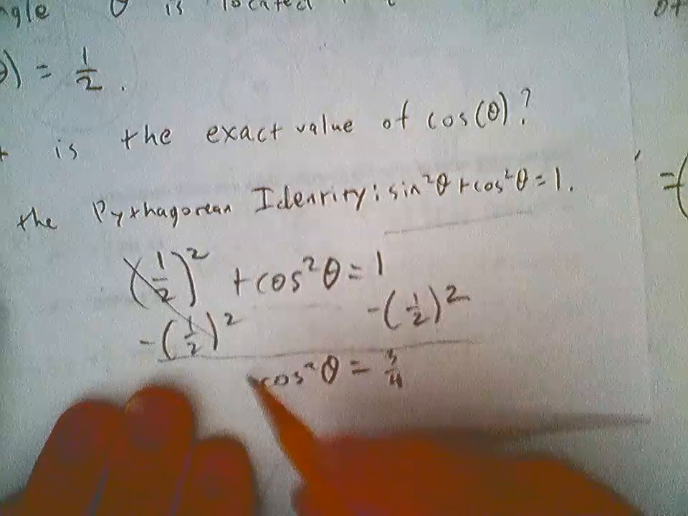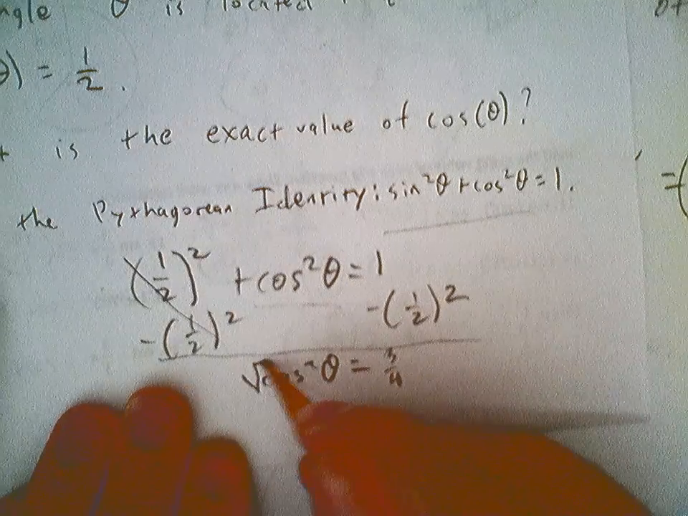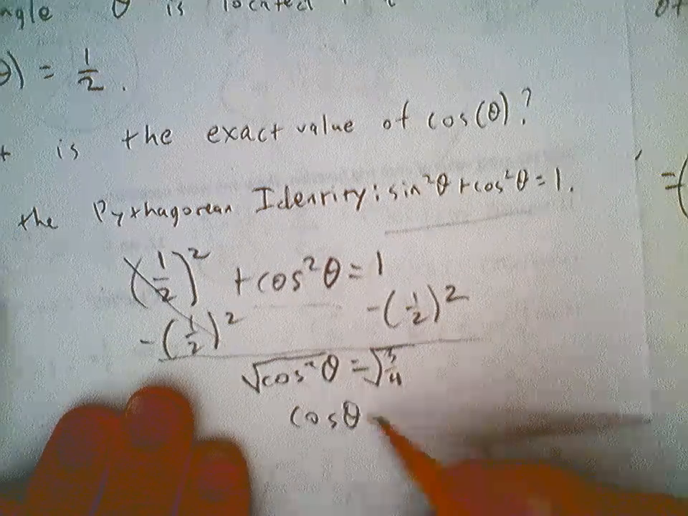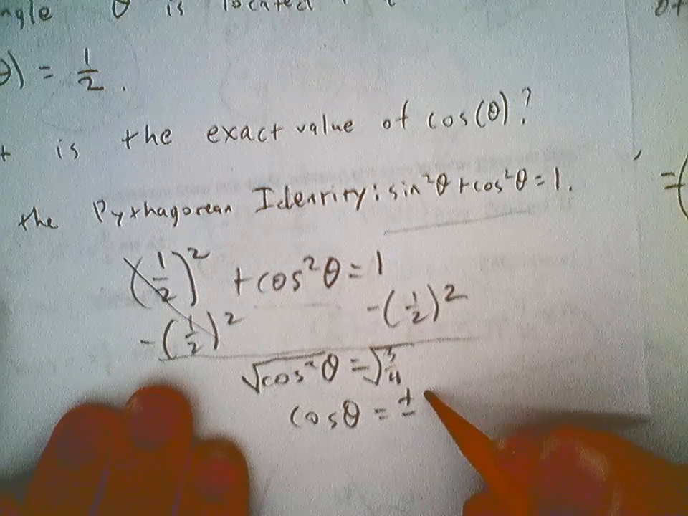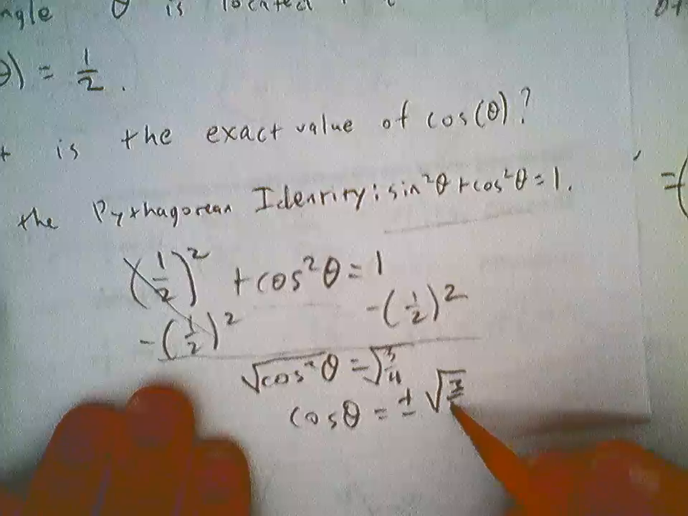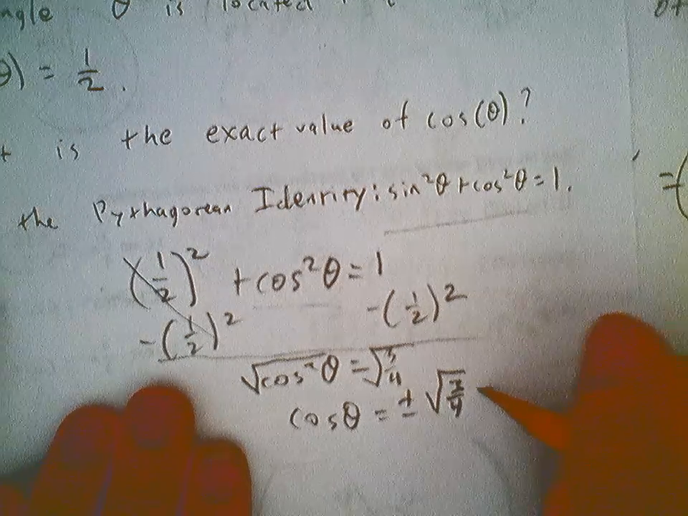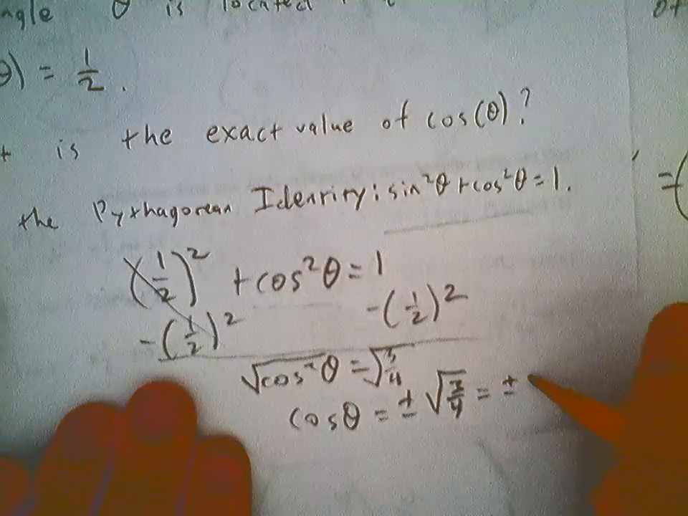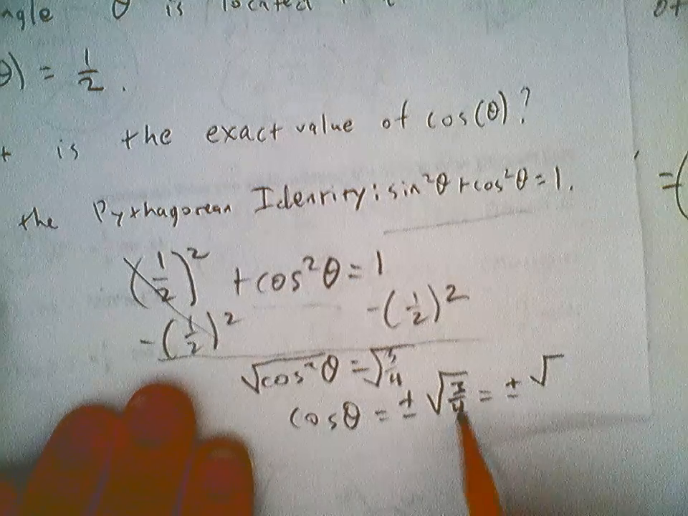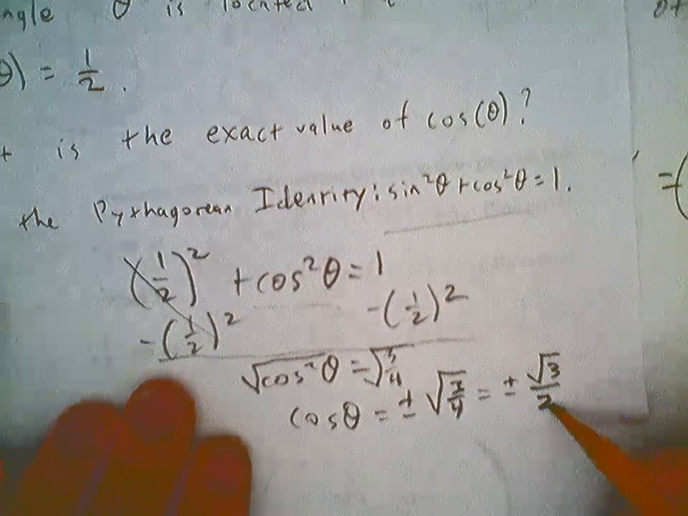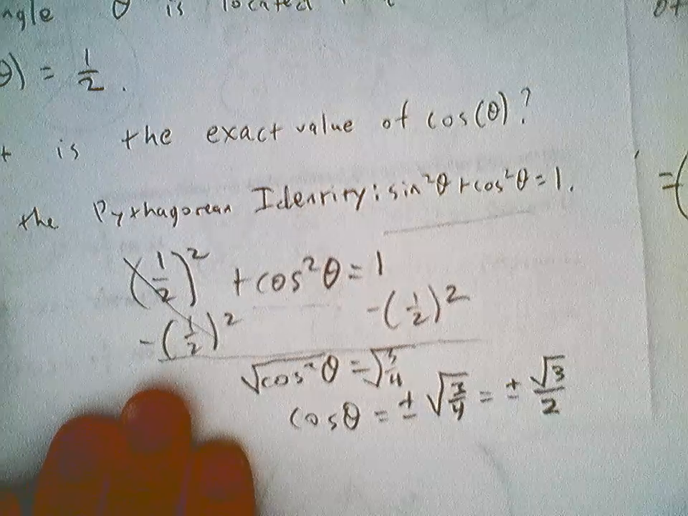So this is cosine squared. I want to know what cosine is, so I'm going to square root both sides. So I get cosine of theta equals plus or minus square root of 3/4. Square root of 4 is just 2, so I can simplify that part if I wanted to. So plus or minus square root of 3 over 2.